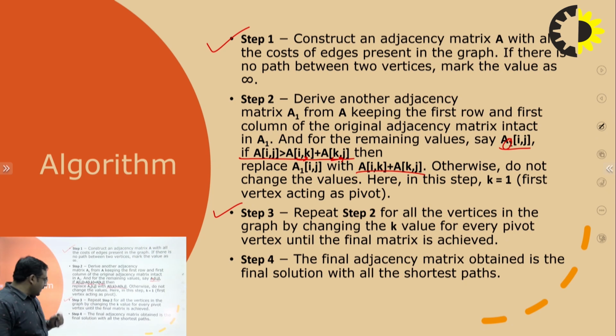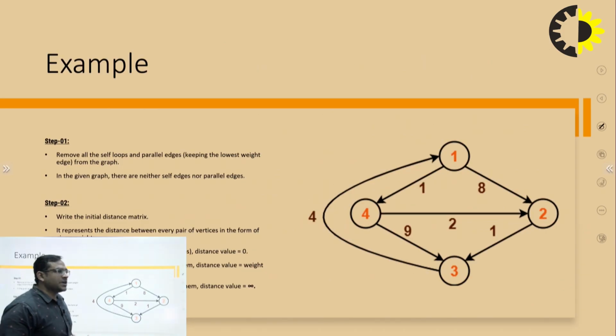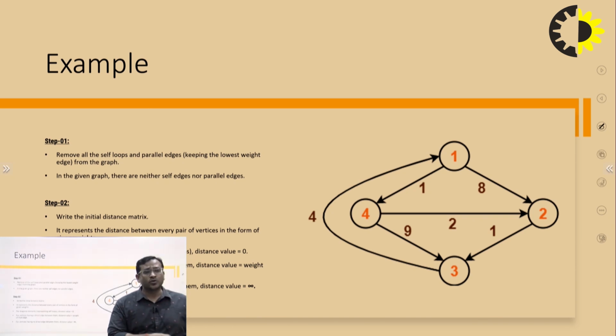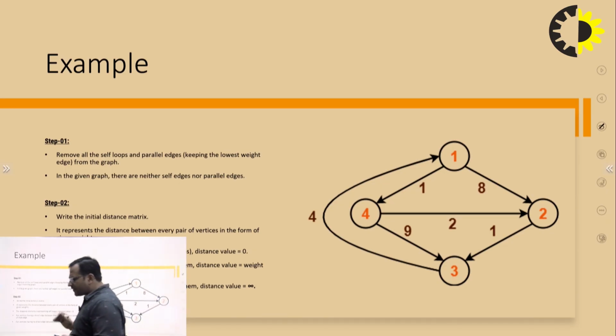And the final step, the final adjacency matrix is obtained, the final solution with all the shortest paths. So we can say the steps are: initially you create the matrix, then the second step is repeated, and the last is the final solution. So let's take an example and try to understand how you can apply the Floyd-Warshall algorithm to a given graph. Okay, so this is a graph, you can see.